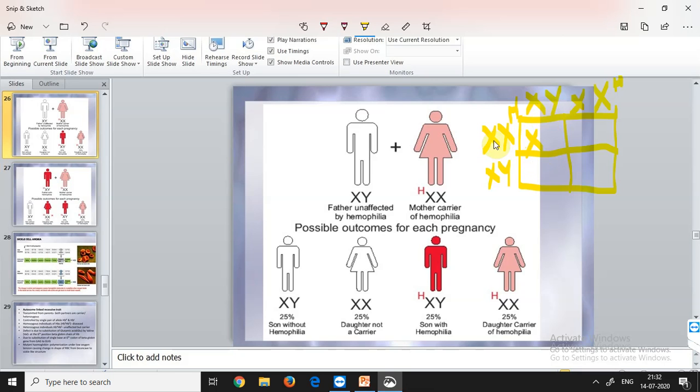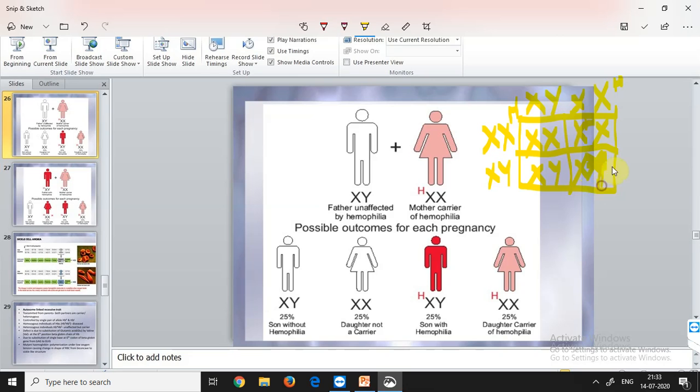X is similar, so now we can see that there is a daughter, the chance of daughter. Now this XH with the another X, this is a carrier daughter. Okay, now again XY, a normal son, and again a son. Now two sons and two daughters will be there.